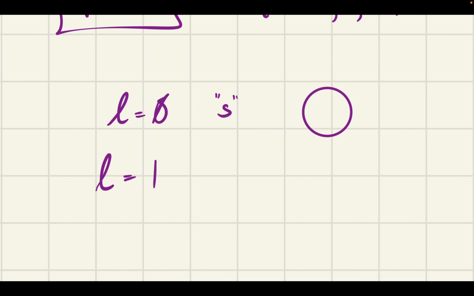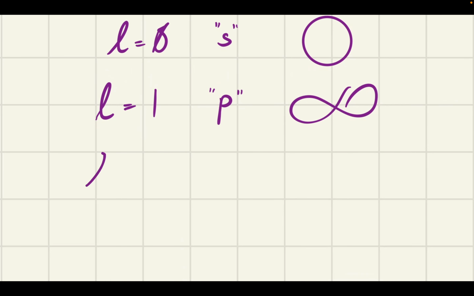When l equals 1, we're talking about the p shape. That looks like a dumbbell. Bow tie, pasta, whatever. I call it a dumbbell. Now, when l equals 2, we're talking about the d shape, and there's 2 possibilities.